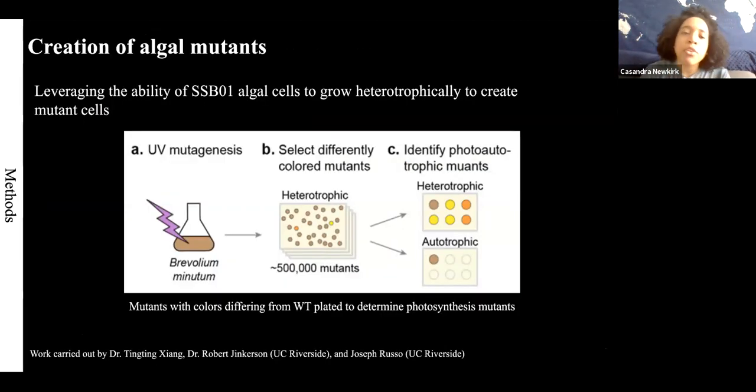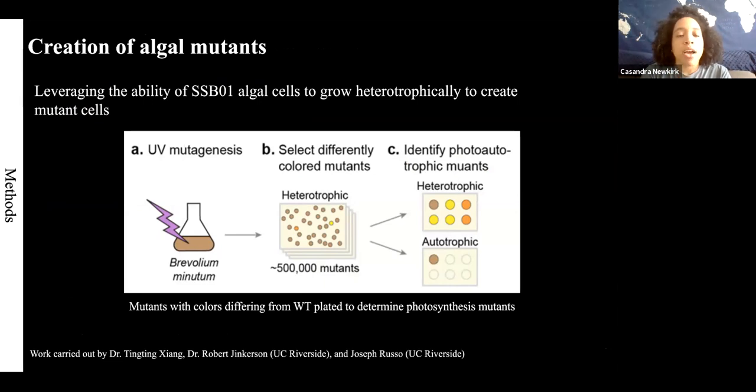Okay, so what we're doing currently is we're leveraging the ability of these SSB01 cells to grow as heterotrophs to create mutant cells. So we work with collaborators at University of California, Riverside, Dr. Robert Jinkerson and his graduate student, Joseph Russo.